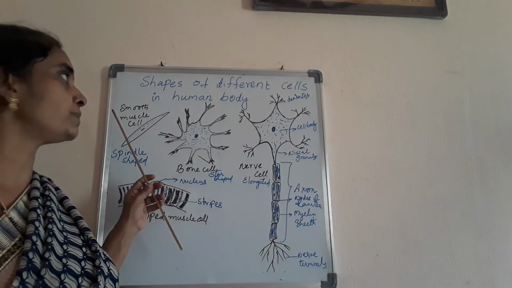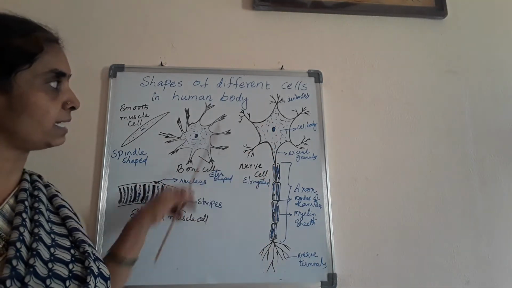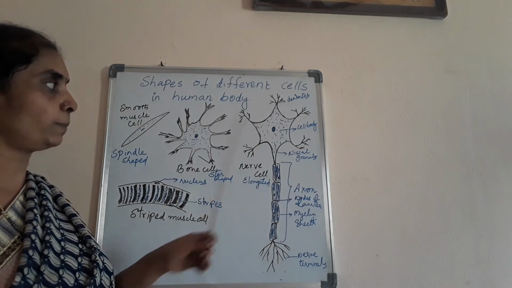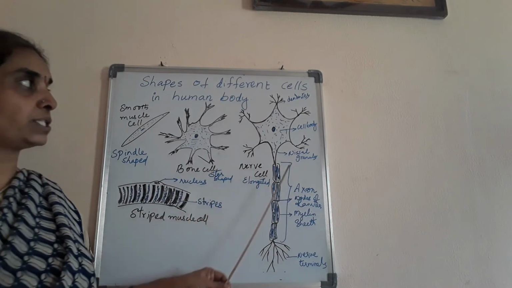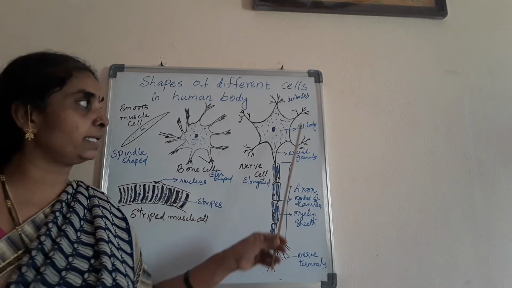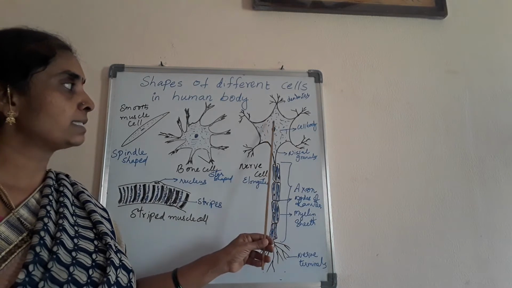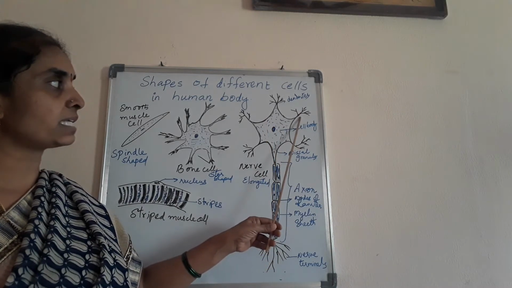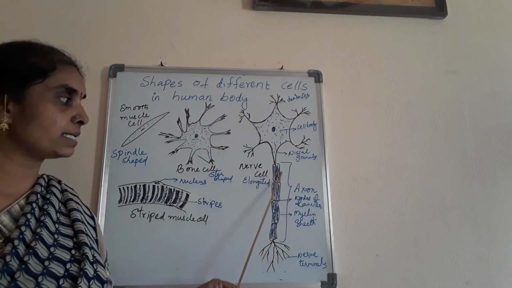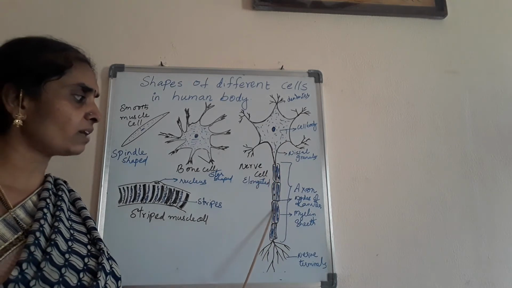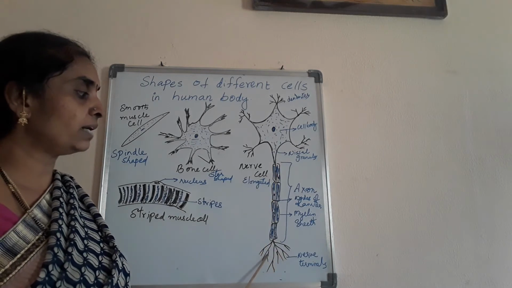This is star shaped, this is spindle shaped, and the human nerve cell, if you see, is completely branched, isn't it? From top to bottom, the shape is completely branched. So it has different parts in it. The cell body is in this shape of a star. This contains the dendrites. Nissl granules are present inside, and this is the part which is elongated. It is an axon, and these are the nerve terminals.